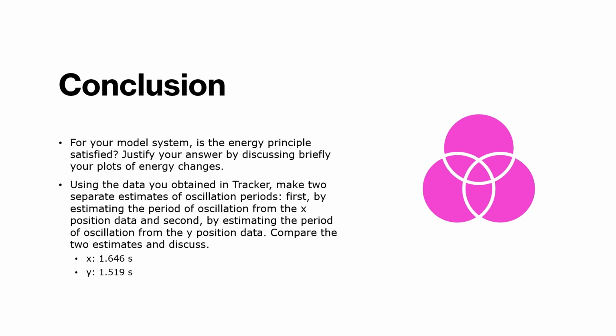Then find the two periods of oscillation from the x position and the y position data. So we got two different values. For x, I estimated 1.646 seconds, and for y, 1.519 seconds. So the reason these would be a little different is that the spring constant is not exact in both directions, and there would be some variation, which would cause a bit of a discrepancy in the periods. And that's all.